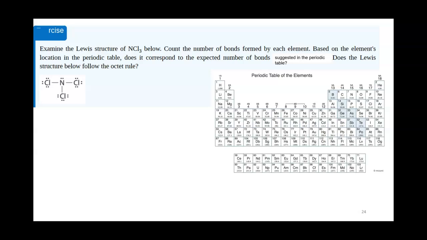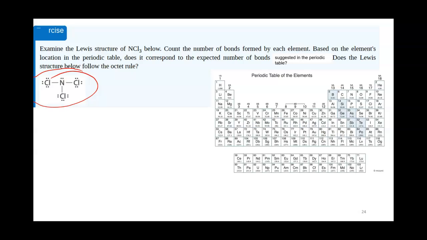Okay, so this is another exercise from the book. It says, examine the Lewis structure of NCl3 below. And here's the Lewis structure. It says, count the number of bonds formed by each element based on the element's location in the periodic table. Does it correspond to the expected number of bonds suggested in the periodic table? Does the Lewis structure below follow the octet rule?